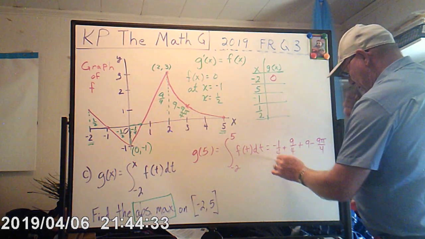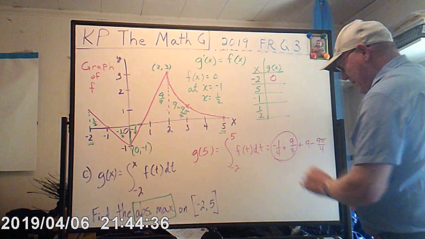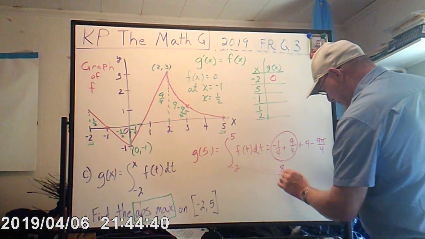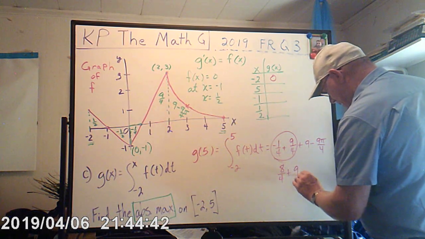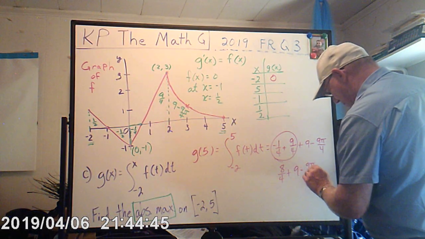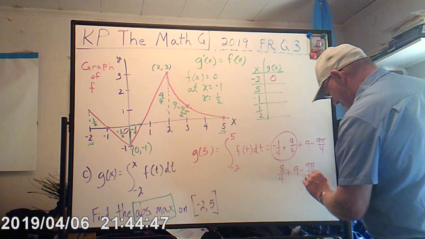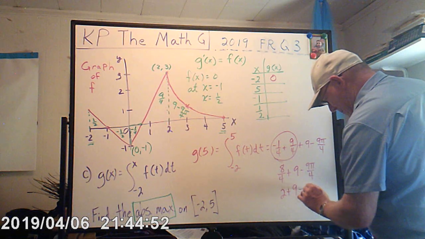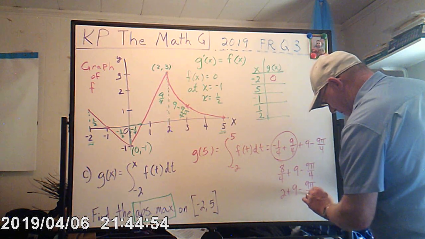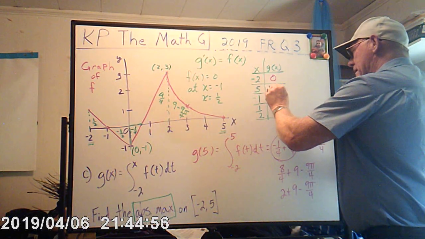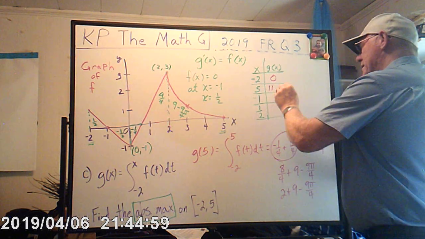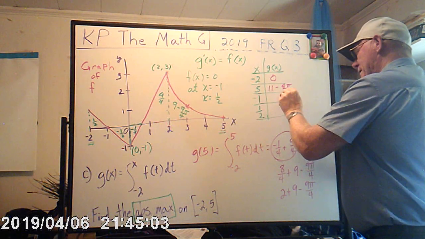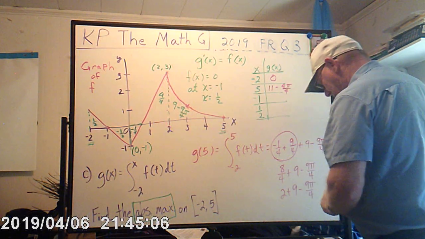So what this turns out to be right here, -1 plus 9 is 8/4, plus 9 minus 9 pi over 4. Now, if you look at this real carefully, 8 over 4 is 2. 2 plus 9 is 11, minus 9 pi over 4. Cool. Alright, we got that one.